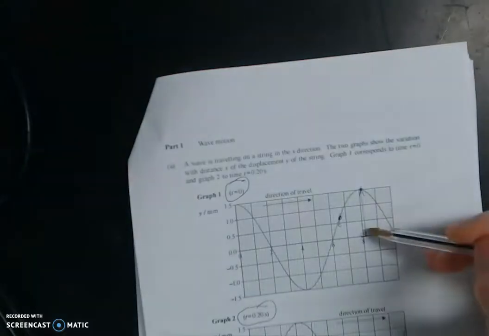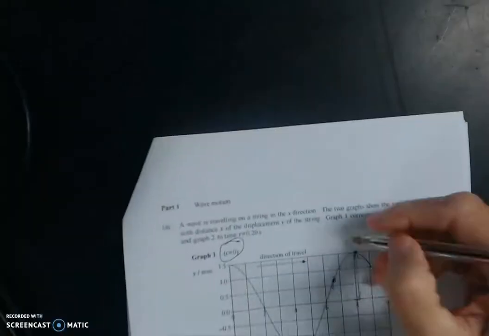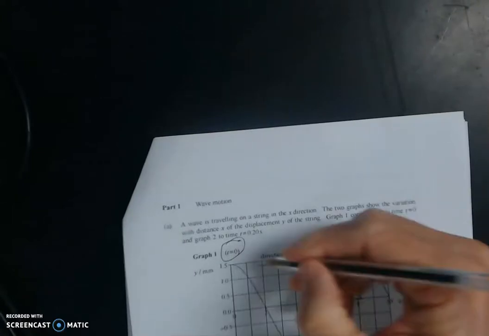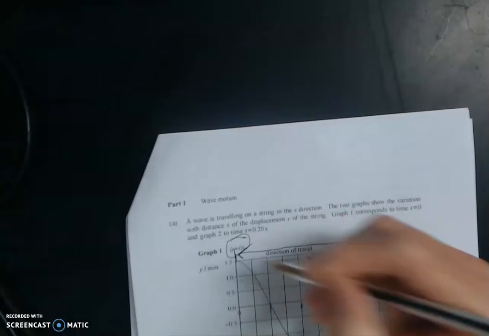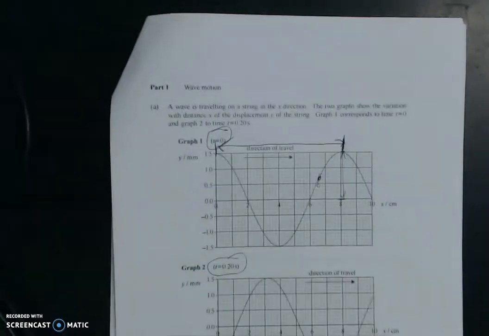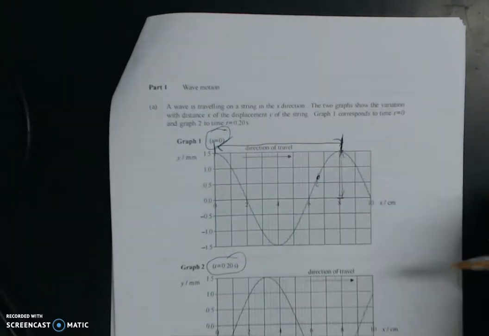So if we look at the questions they ask, we'll jump back and forth. They ask for the amplitude. So the amplitude is going to be this distance, which is 1.5 millimeters. Next, they ask for the wavelength. So the wavelength is from here to here, and we have to look at what is that distance, right? And that wavelength is going to be given by 8 centimeters, because there's your 8.